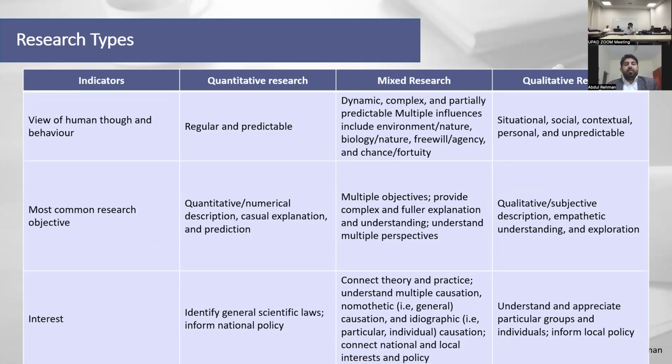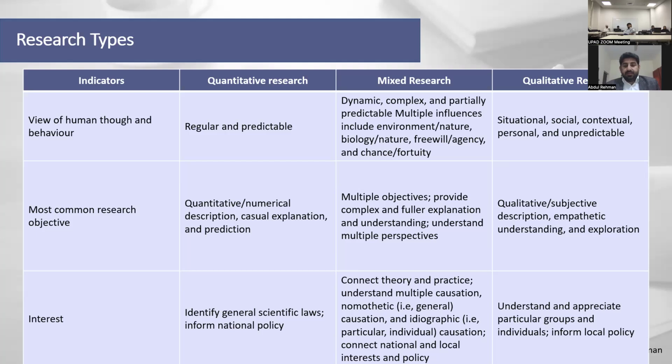View of human through behavior: quantitative, regular and predictable; qualitative, situational, social, contextual. Most common research objective: quantitative, numerical description. As we know, if someone asks us what is quantitative, we will say that it deals with numerics, it deals with numbers. On the other side, qualitative research deals with descriptions.